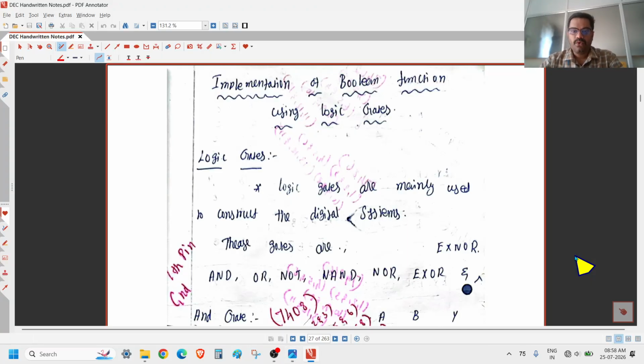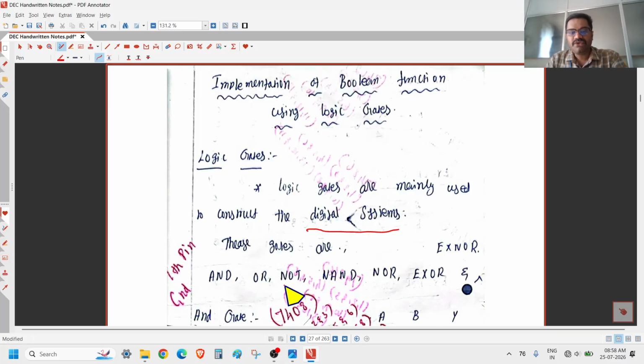Okay, so I hope you can see the screen. In this video, we are going to discuss the implementation of Boolean functions using logic gates, and also discuss the logic gates, right? The first point: logic gates are mainly used to construct digital systems. Digital system means both combinational logic circuits as well as sequential logic circuits. So logic gates are the building blocks of all kinds of circuits, right?